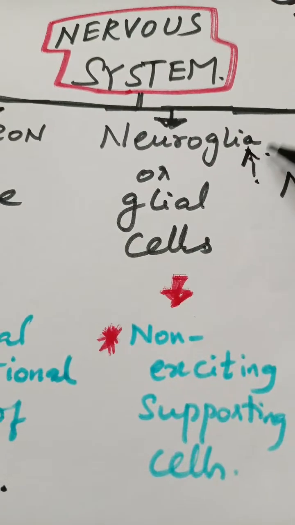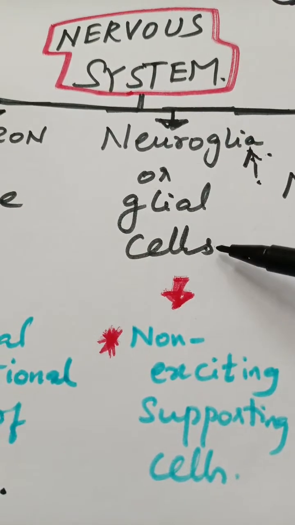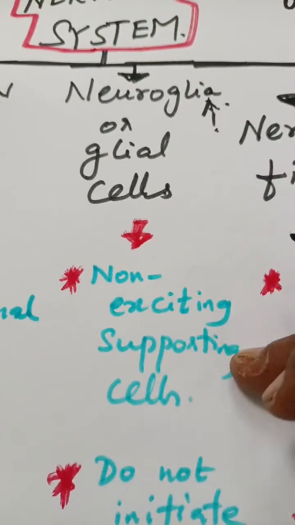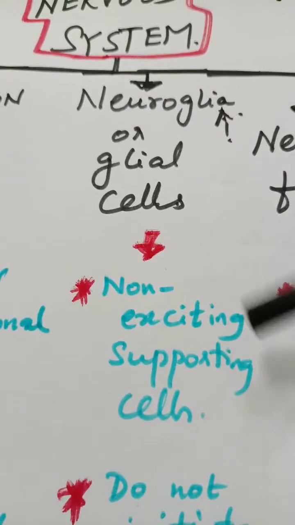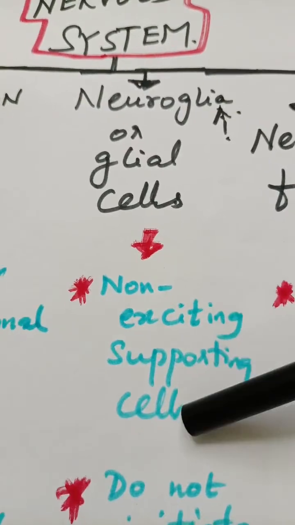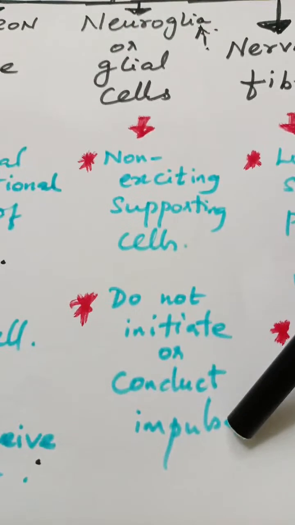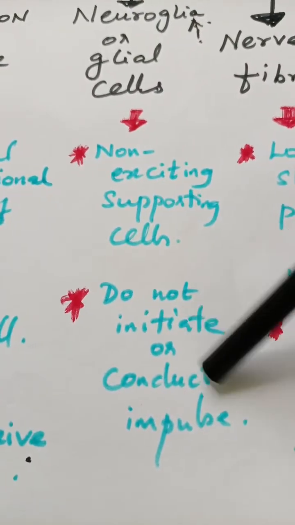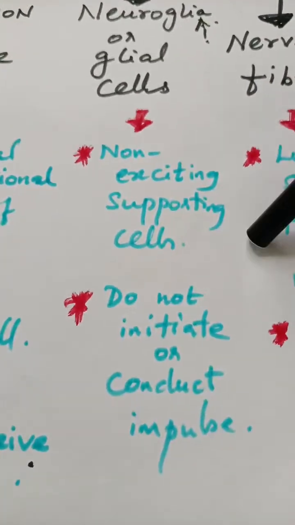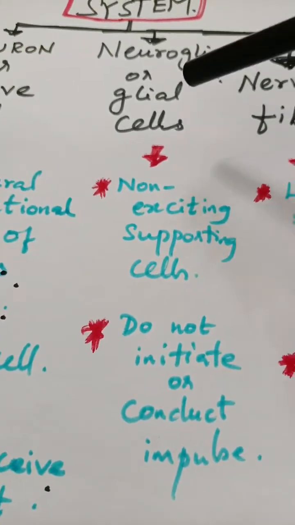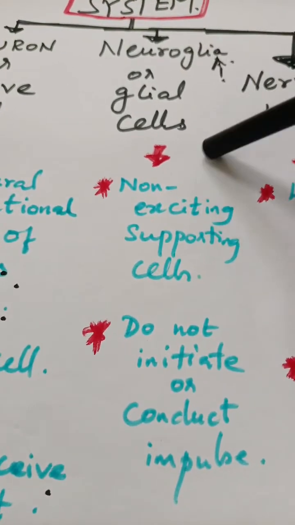Neuroglia are nothing but the glial cells. They are non-exciting supporting cells. They do not initiate or conduct the impulse. They are non-exciting, non-conducting cells, but they are a part of the nerve cells.